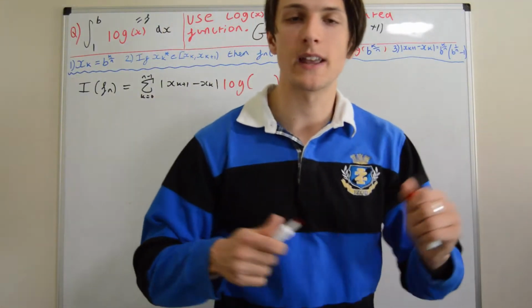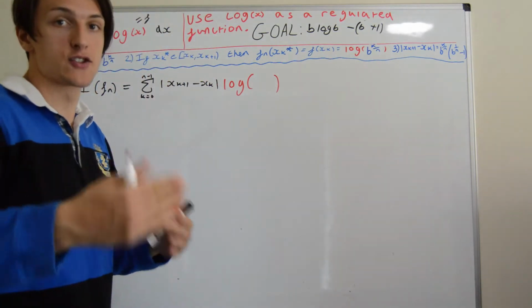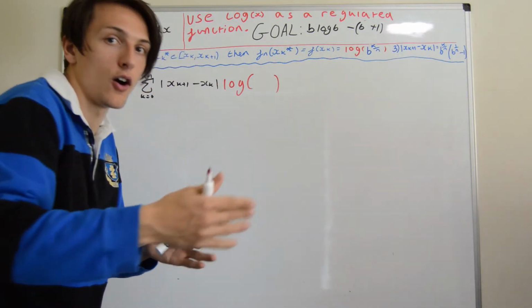So we found a step function that converges uniformly to log x, and now we want to consider the integral of log x. That's going to be defined as the limit as n goes to infinity of our step functions.